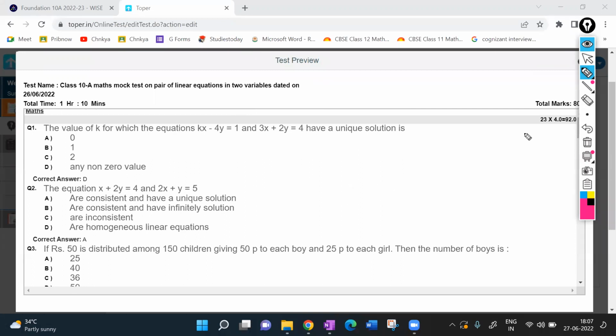The value of K for which, sir, in this question paper, two sums are wrong. No problem. Actually, I'm not able to write on the screen. Actually, I don't know.